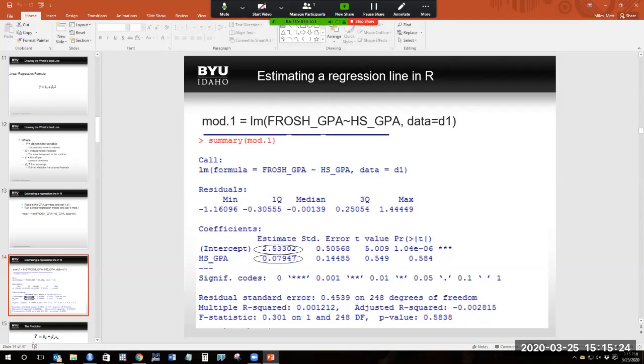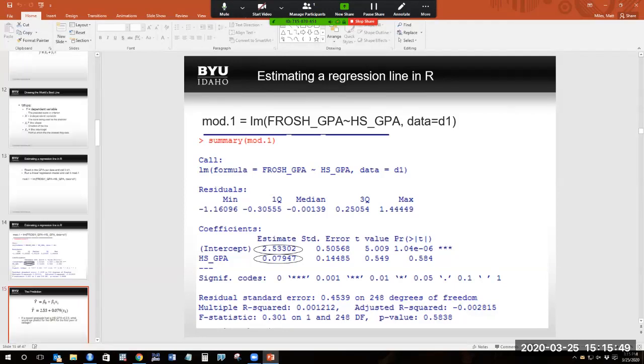If the high school GPA is 0, then we would go 2.53 plus 0 times this, which makes that 0. So then our estimated GPA for someone who got a 0.00 in high school would be 2.53. If they got a 1.00, it would be 2.53 plus 1 times this value. So it would be like 2.6 would be our prediction.